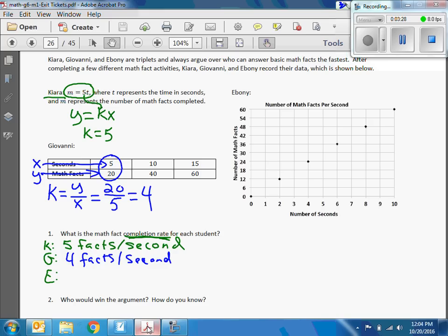So already doing those two, we know that Kiera's quicker than Gio. So she's already in the lead. So we know the answer down below, who would win the argument. It's definitely not going to be Gio, because he's either second or last. We have to find out where Ebony falls into this.